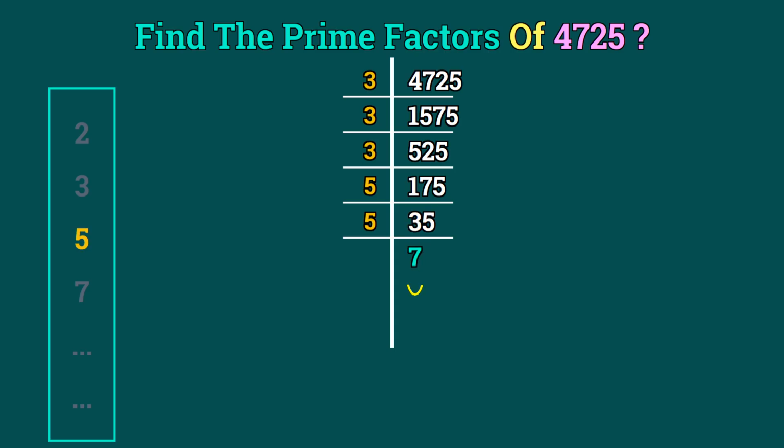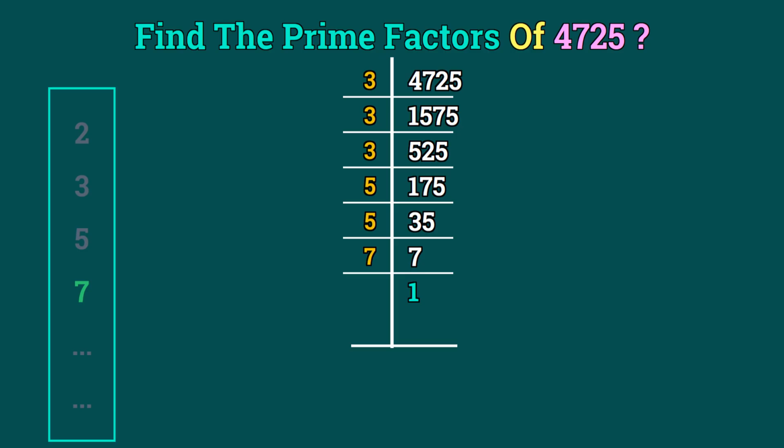Dividing 7 by 5. The result is not integer. Since the result is not integer, so we will try to divide by the next number, dividing 7 by 7, which equals 1. So 7 divided by 7 equals 1.